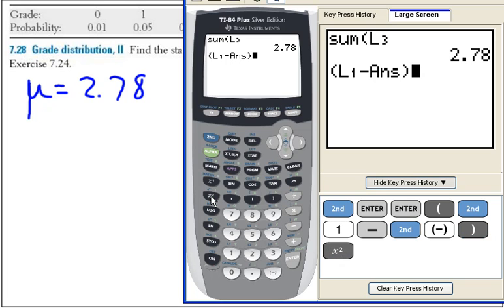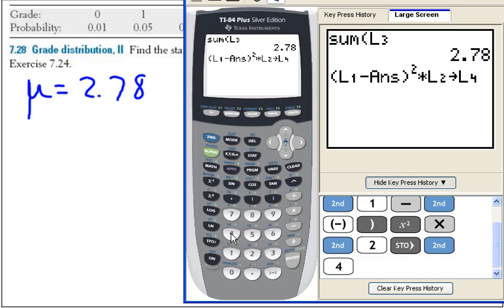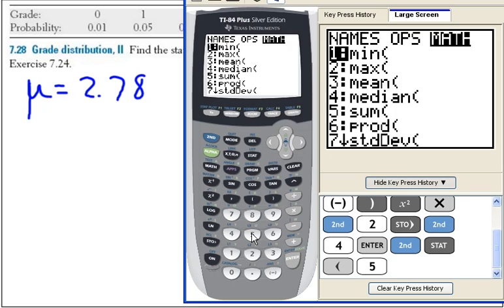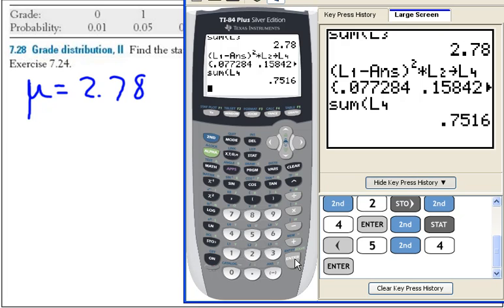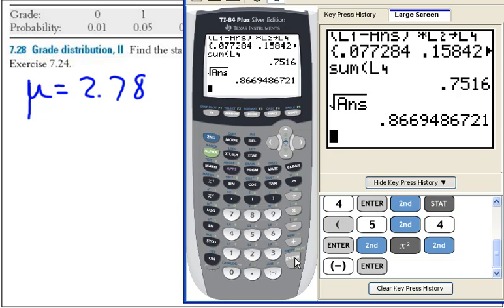Each one of those is going to get squared. That means it's the x squared. And then each one is going to be multiplied by its probability, which is in L2. I'm going to store this in L4. So it's going to take that math for that formula, and it's going to do it for each one. And now, if I sum, and to get to that second list, one left arrow, 5, if I sum L4, that's the variance, and the standard deviation has to be the square root of that answer. Second, and the negative sign gives me answer, and boom, there it is.